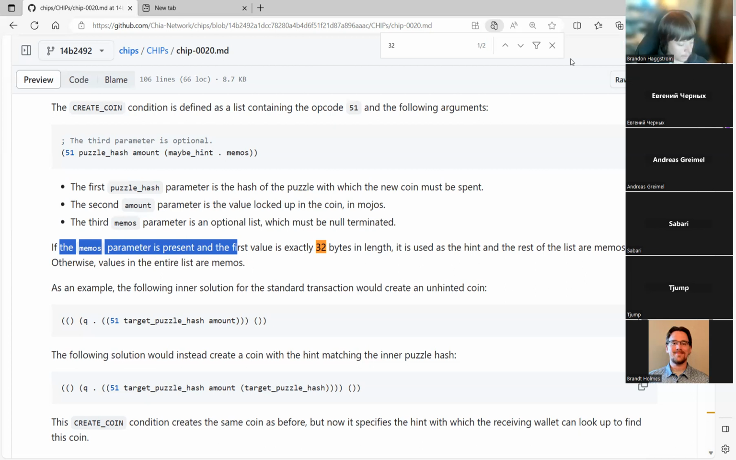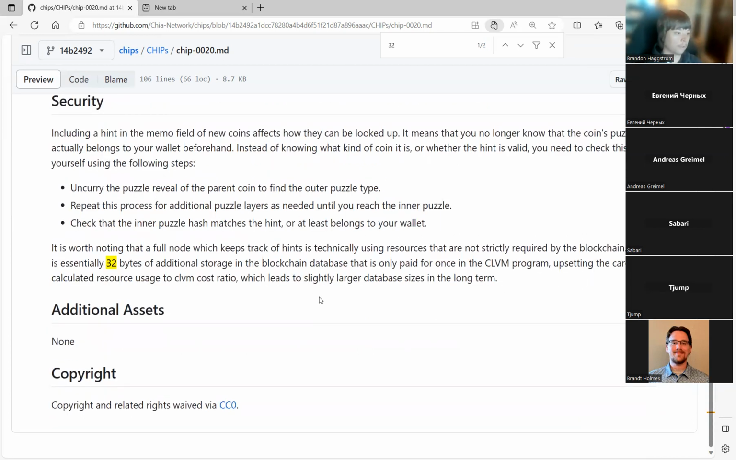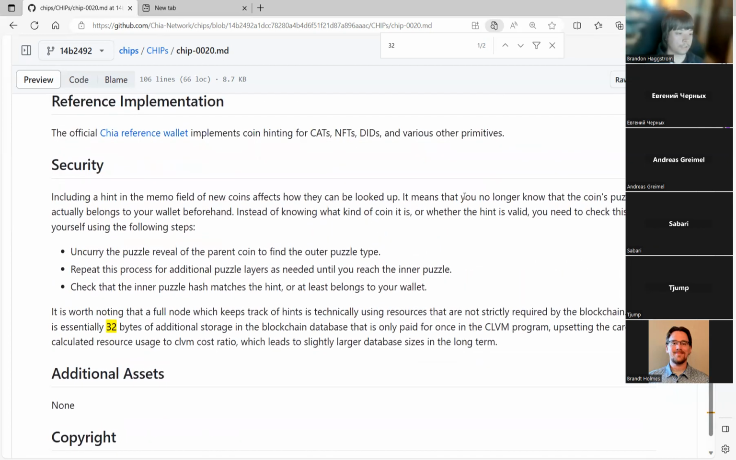Yeah, I think that's mentioned in the security section. When you receive a hinted coin, you do have to check that the inner puzzle hash indeed matches the hint that was provided. And if it doesn't, you just discard the coin as not being yours. Because yeah, there's nothing on chain that validates that the inner puzzle hash matches the hint. Yeah, so you have to check it all. But yeah, it's probably as bad as a one mojo spam.